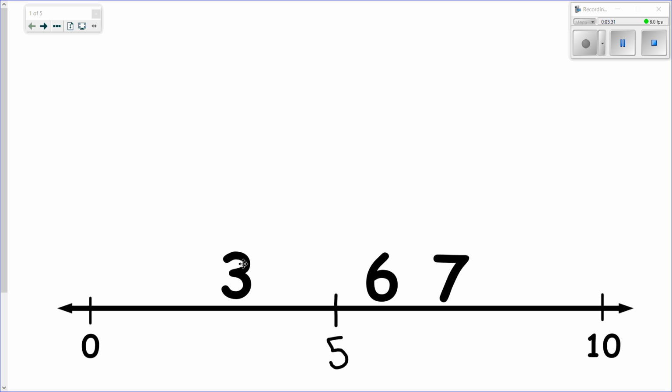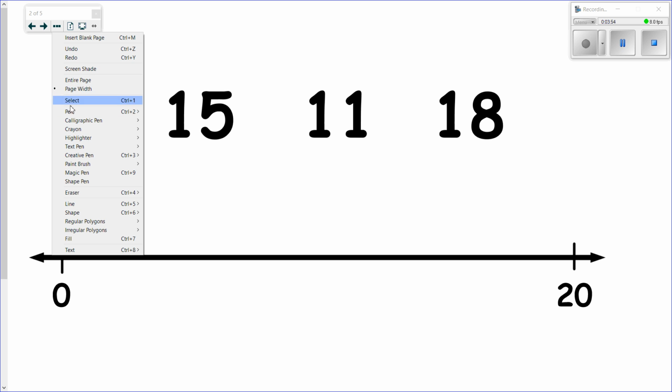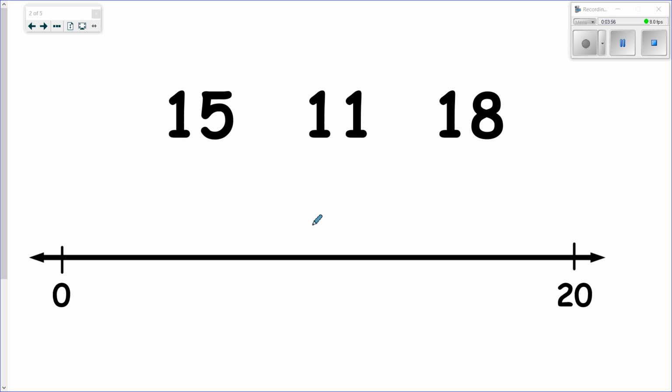And when you look at that, we have put our numbers in order 3, 6, 7, from least to greatest. Let's try another example. So now we are getting into some larger numbers. It's not very big, it's only up to 20, but we will gradually get into bigger numbers as we practice this idea. So if you'll remember, the first thing you're going to want to do is find the middle.